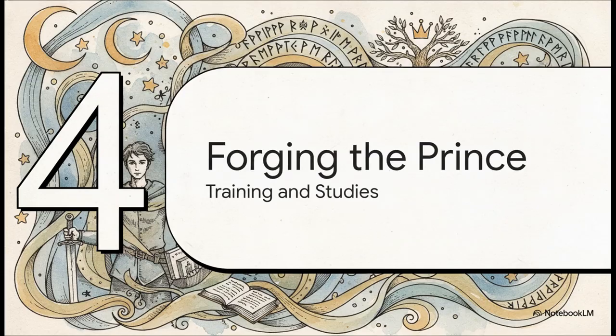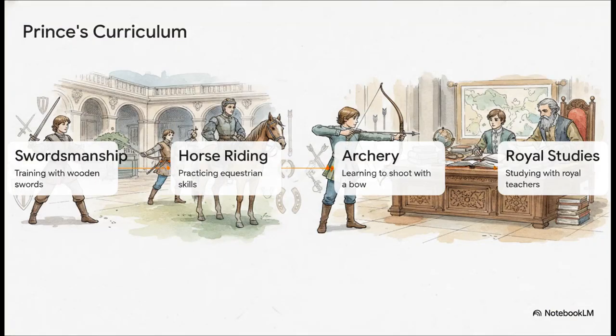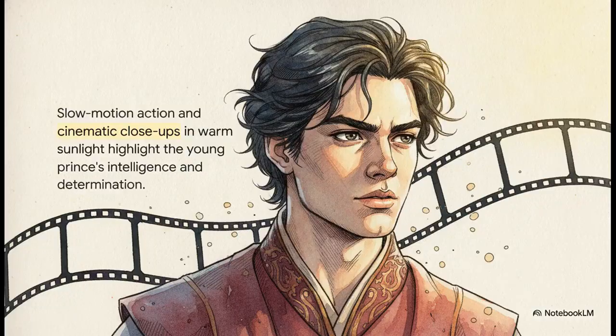Section 4. Forging the Young Prince. With the world completely protected and established, we transition over to Scene 6, where the prophecy begins to physically manifest in the growing prince. And the young prince's curriculum inside the palace courtyard is highly specific. The prompt doesn't just say, show him growing up. It asks for distinct, concrete actions: training with wooden swords, practicing horse riding, learning archery, and engaging in royal studies with teachers. This deliberate instruction guarantees that both his physical, martial prowess and his intellectual development are clearly visualized for the audience.